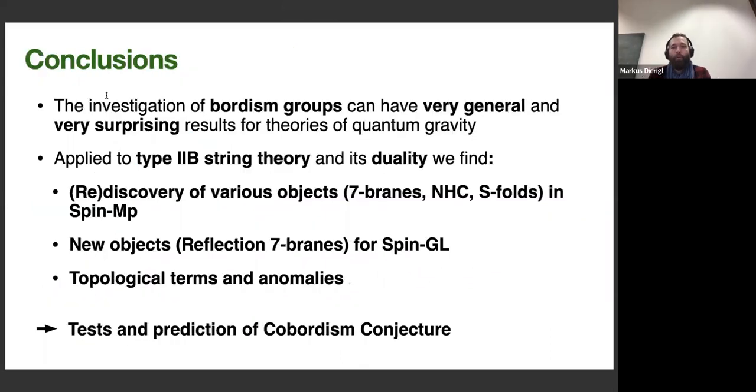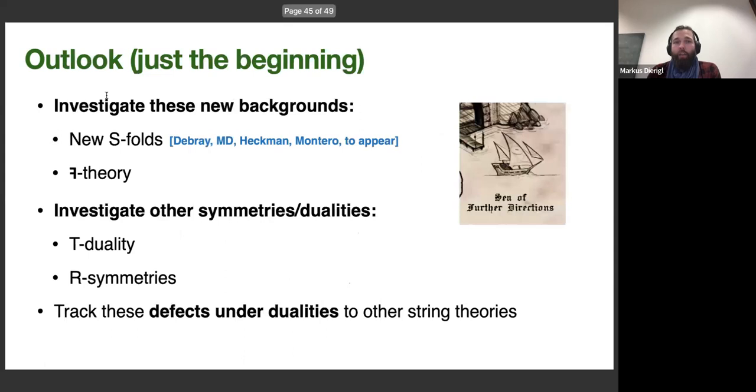Let me just come to the conclusion here. So I hope that today I was able to show that the investigation of bordism groups can have, in general, very surprising results, and that the input information is rather trivial or very limited, but still it points in a very interesting direction, namely finding or rediscovering various objects like 7-branes, non-Higgsable clusters, S-folds, pointing to new objects, and of course having also an impact on topological terms, anomalies, and so on. And this is both a test and predictions of the Cobordism conjecture as a generalization of the no global symmetry conjecture. And just as an outlook, I think this is in some sense just a beginning.